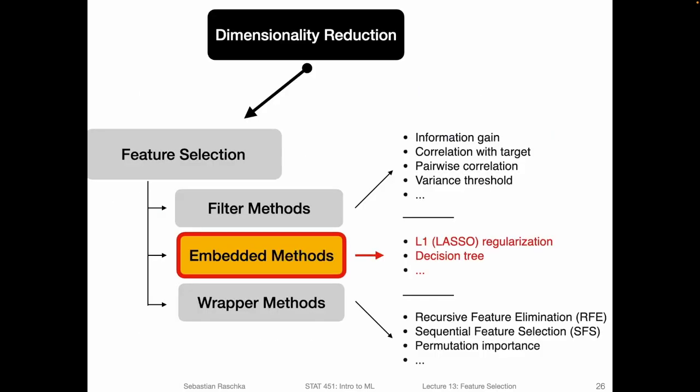happens there. So again, just for context, we are still talking about dimensionality reduction, and in particular feature selection and these embedded methods for feature selection. And the focus of this video is L1 regularization, which is also sometimes known as lasso, if you have heard about this from other classes before.